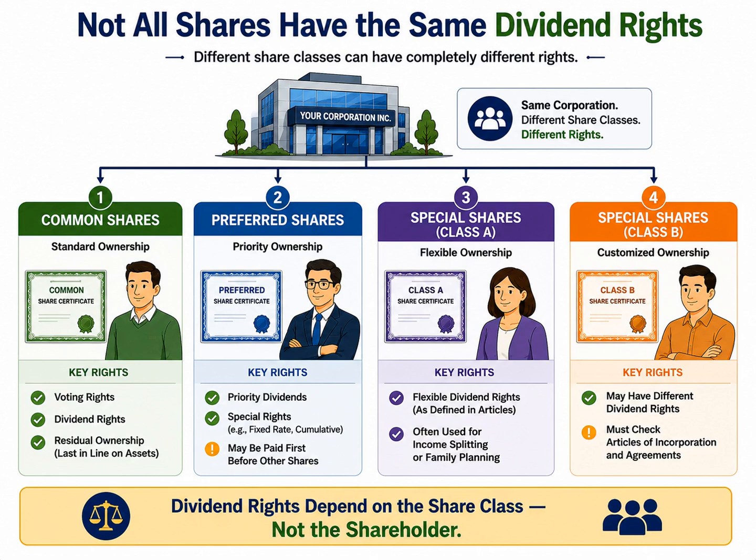Many private corporations also have special share classes, often called Class A shares, Class B shares, or similar names. These shares can be customized to provide flexible dividend rights and are commonly used in family-owned corporations. However, the exact rights attached to these shares can vary significantly from one corporation to another. This is why reviewing the Articles of Incorporation and related corporate documents is so important. The name of a share class does not automatically tell you what rights it carries. The legal documents determine the actual dividend rights.